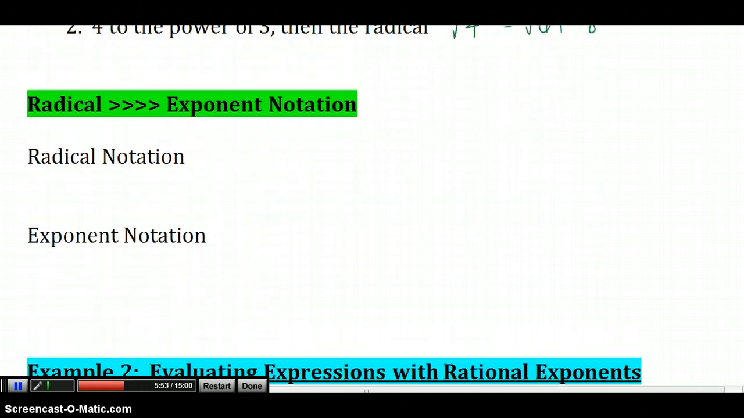So let's talk a little bit more on notation, just to make sure we get the hang of this. Let's start with radical notation, because that's what you just worked with. Let's say we have 16 to the power of 3 halves. You can think about it a couple different ways.